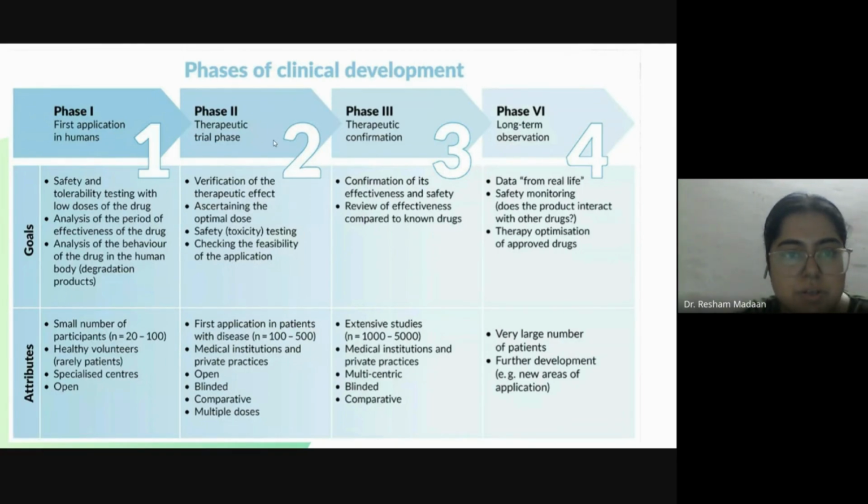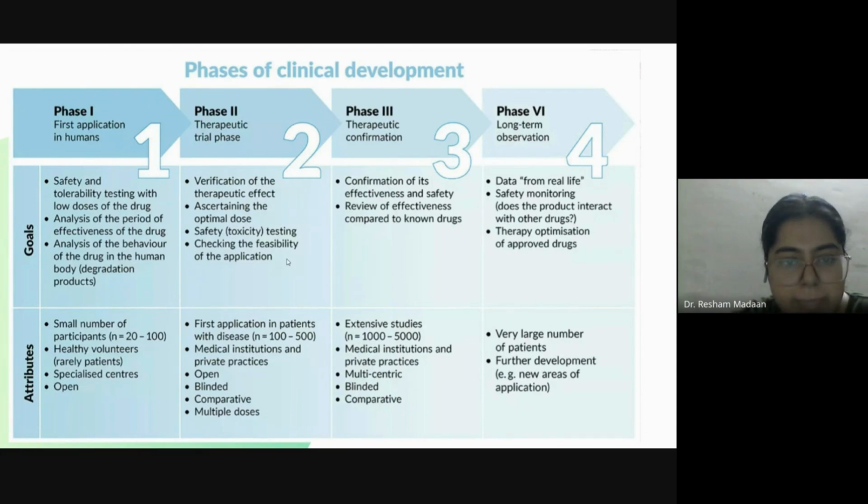And when we talk about the phase 2 trial, this is the therapeutic trial phase. Now we are majorly concerned about the therapeutic effect of the drug, because we already know that it is safe to a level. We will come to safety again, but here in phase 2, we are majorly concerned about the therapeutic effect. We also check the dose, which dose is more therapeutic and which dose might turn toxic. So we check that also here.